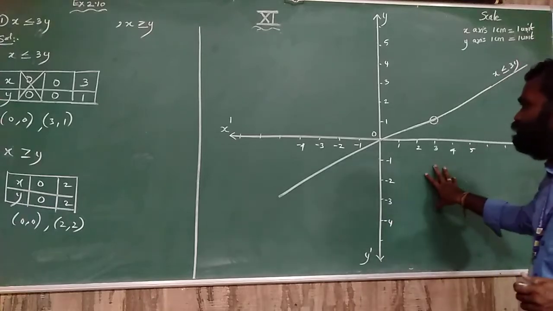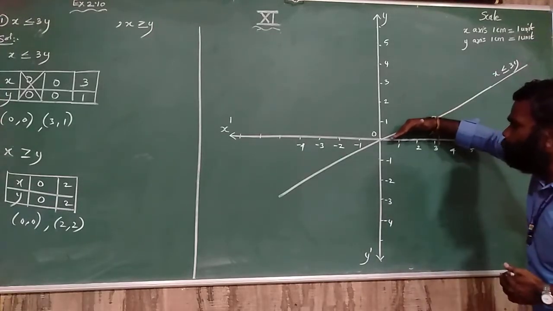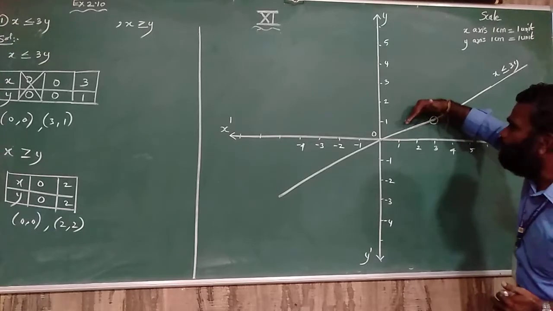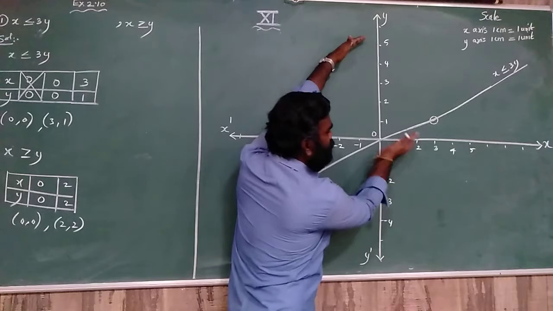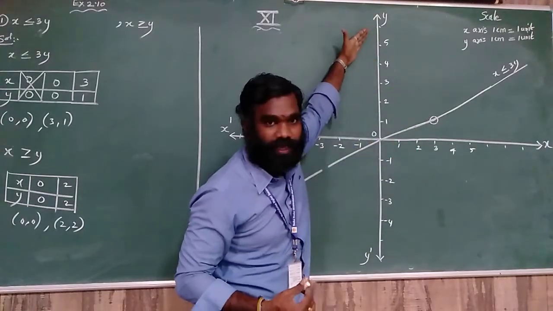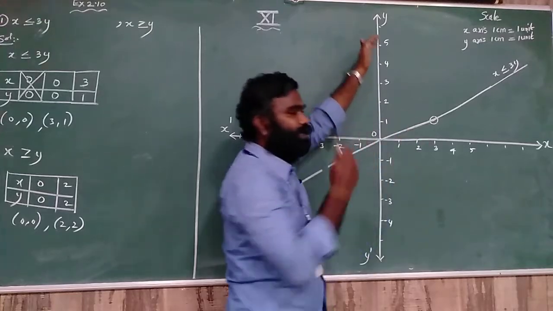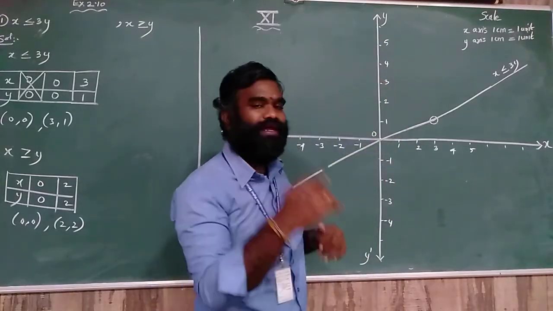For shading the region, what can I use? Suppose you can take the bottom of this line or upward of this line, or the left of the line or right of the line. You can take one point. To shade, I am going to take the left of the line or right of the line. I can take any one point.